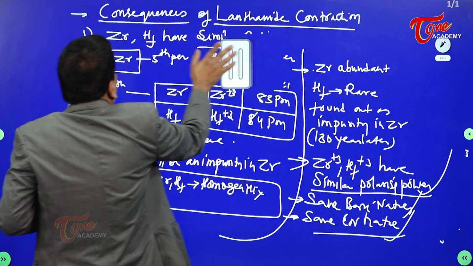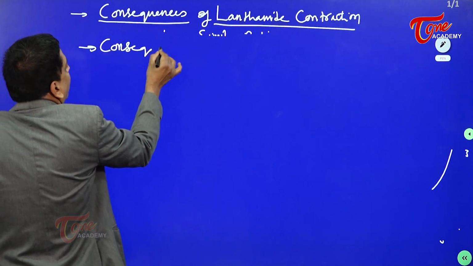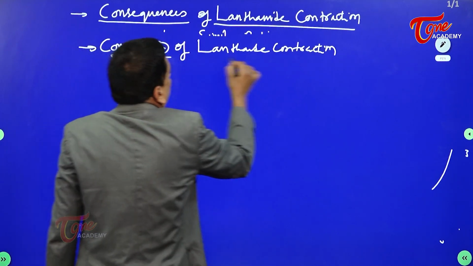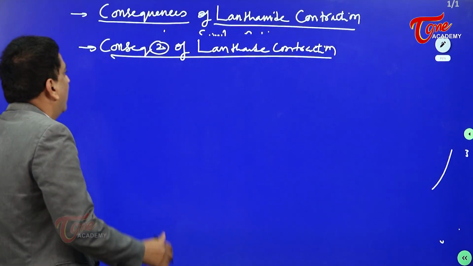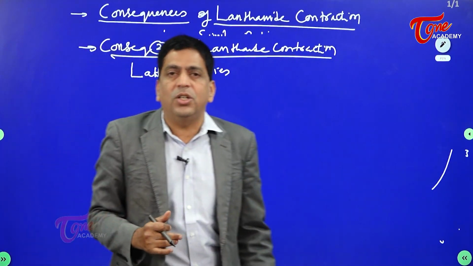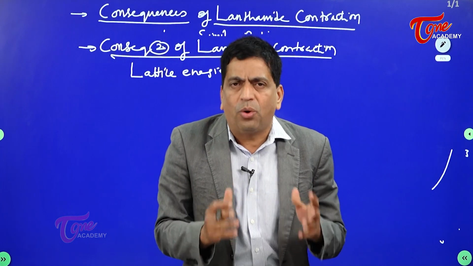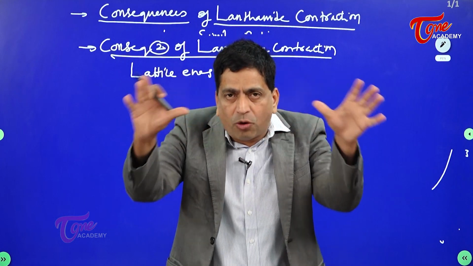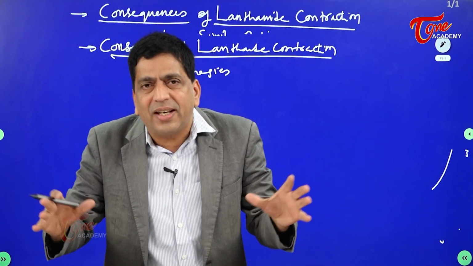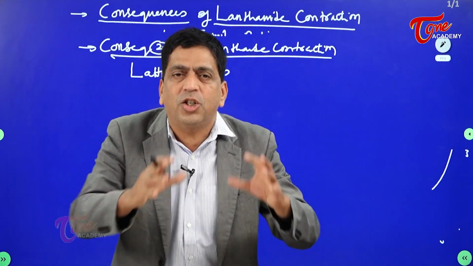That is the first. If I go for the second consequence, observe carefully. Consequence 2 of lanthanoid contraction, right, look into this, is lattice energies. Now basically what is lattice energy? Lattice energy is nothing but the force. Energy is synonymous to force. So lattice energy is basically nothing but a force that binds ions in a crystal lattice. It is an average force that exists between ions in a crystal lattice. It's called lattice energy. Average force that exists between the oppositely charged ions in a crystal lattice.